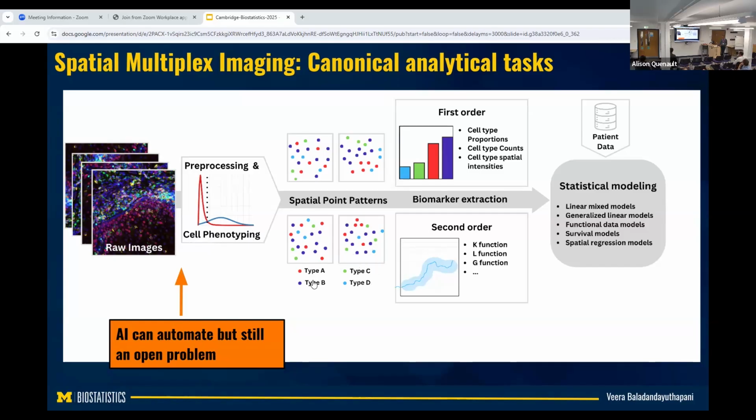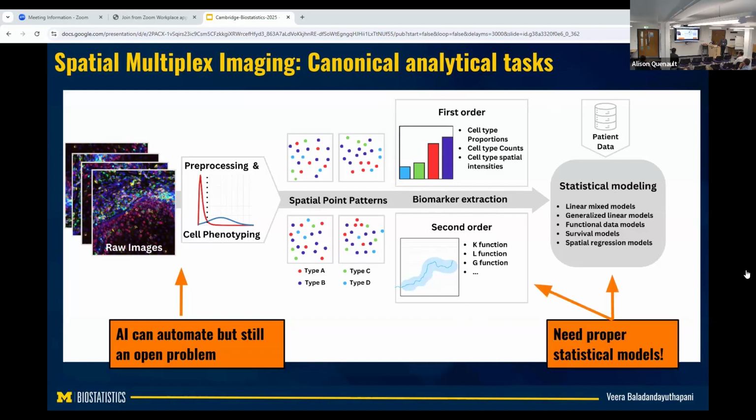So again, instead of 2 cell types, you get multiple cell types. And then again, the characterization is pretty similar. You have the first order, which is just the prevalence. The second order is the interactions and the quantification. Then you do association with outcomes and all, and that's where we need statistics.